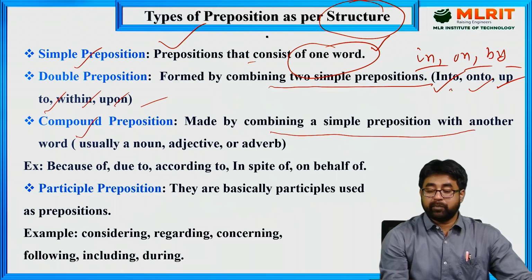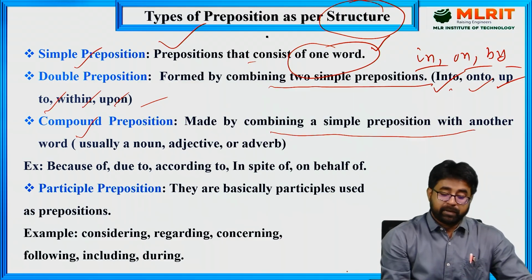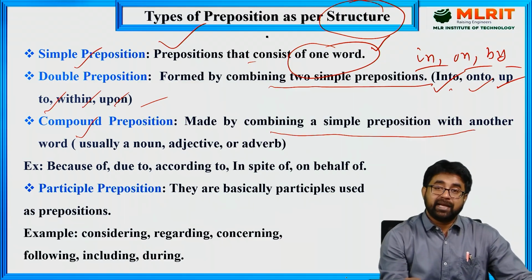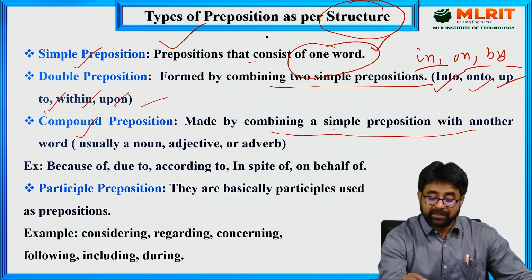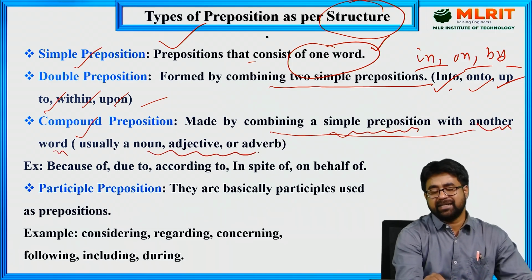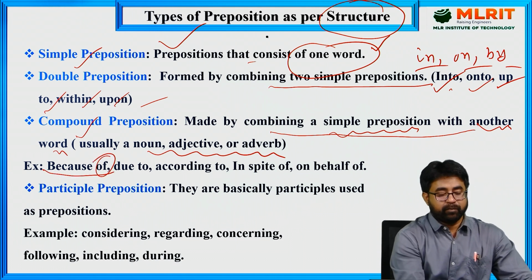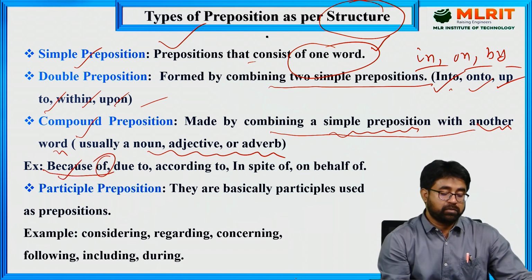Here in double preposition, you are combining two simple prepositions. In compound preposition, again you are combining one simple preposition with what? With another word, usually a noun, adjective or adverb. Now see the example, because of. You can see one preposition here being joined with another word, because.